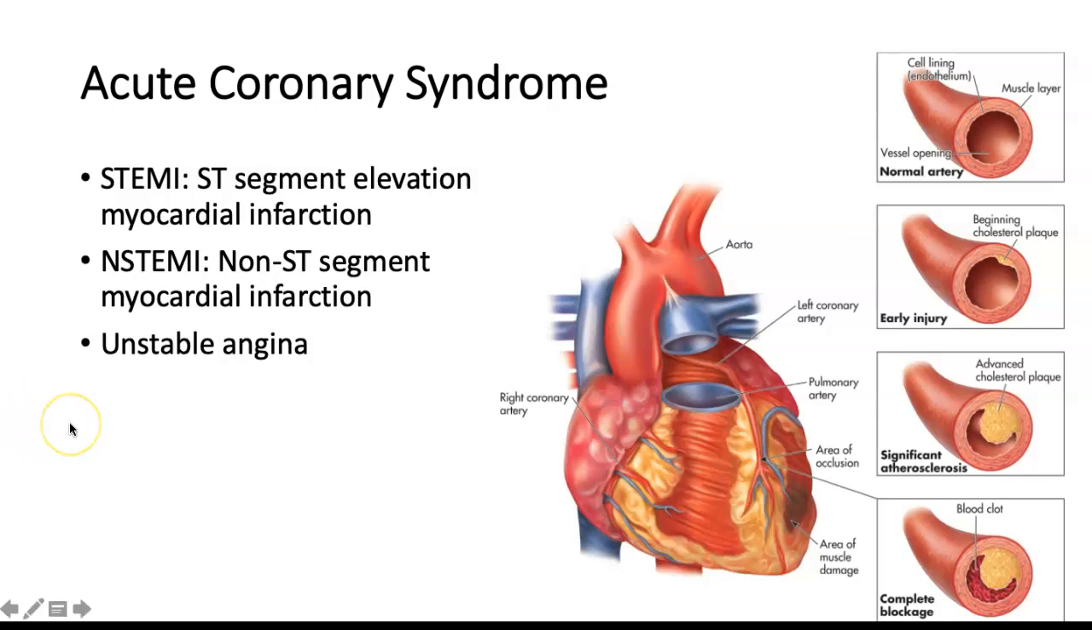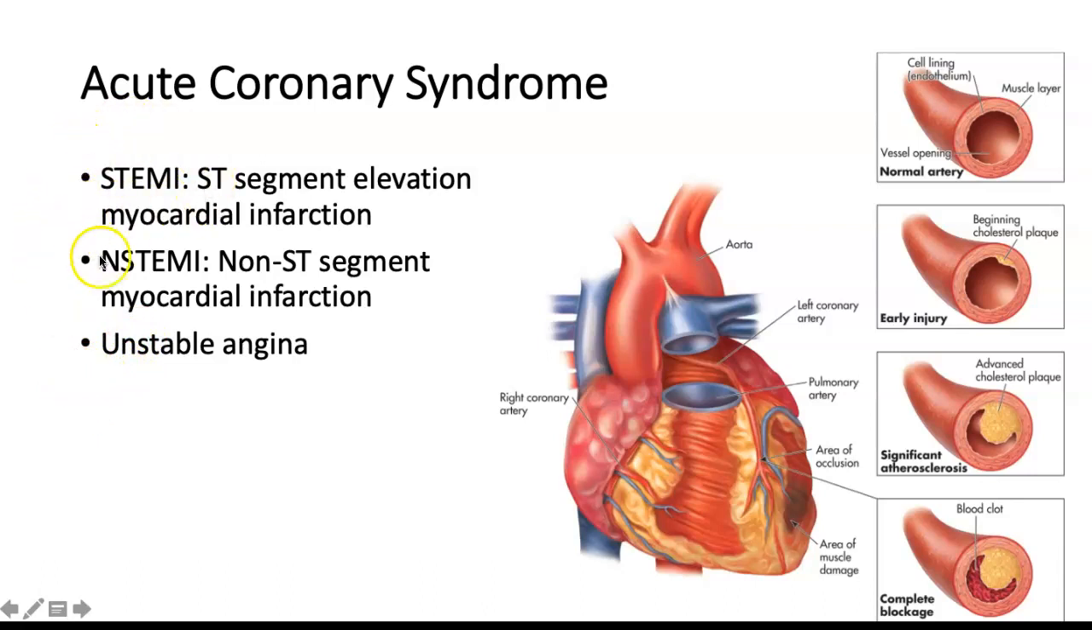Acute coronary syndrome is further broken down into categories: STEMI, or an ST segment elevation myocardial infarction; NSTEMI, or a non-ST segment elevation myocardial infarction; and lastly, unstable angina. All three of these patients would likely present with chest pain.